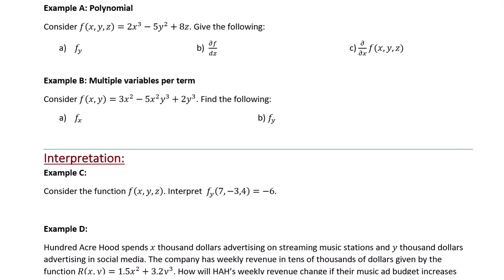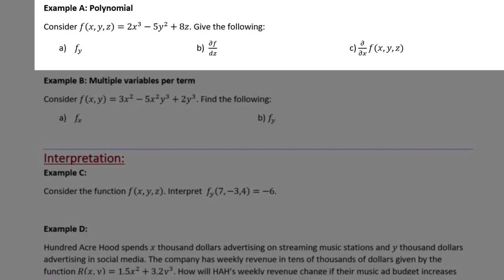So in example A, we're dealing with a polynomial. We have the function f of x, y, and z that equals 2x cubed minus 5y squared plus 8z. In part A, the only derivative we're looking for is going to be with respect to y. That means that we would treat this x here as a constant, so that derivative would be 0. This is the y term, so we would take the derivative of that, which would give us a negative 10y to the first. And again, we would look at z as a constant, and that derivative would also be 0.